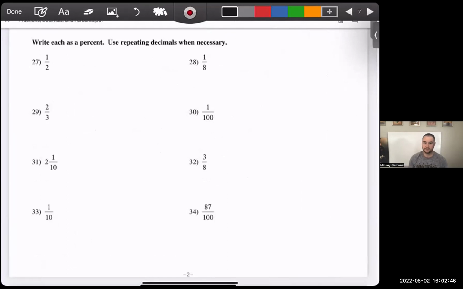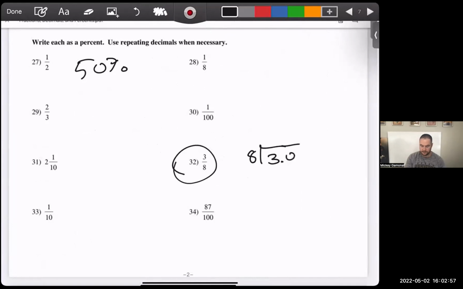Now we're writing each one as a percent. Remember, 1/2 was easy, that was 50%. But if we do something like 3/8, all you have to do is go ahead and divide. How many times will 8 go into 3? It won't. So how many times will 8 go into 30? 3 times. Bring down another 0. How many times does 8 go into 60?